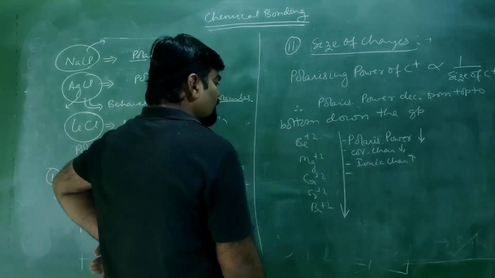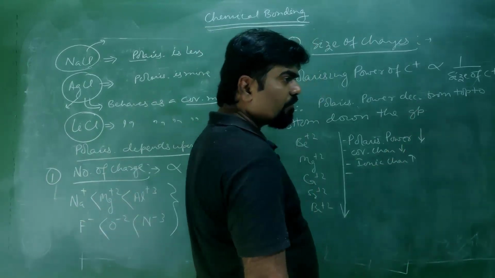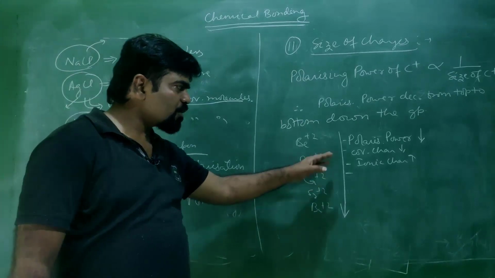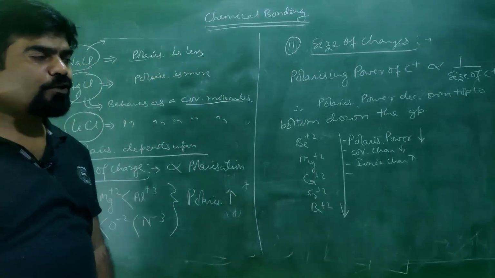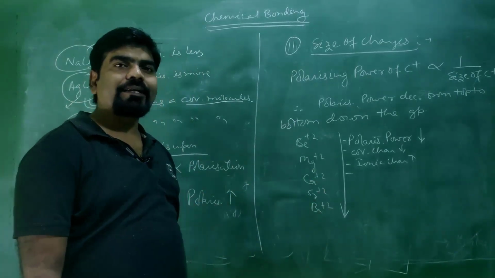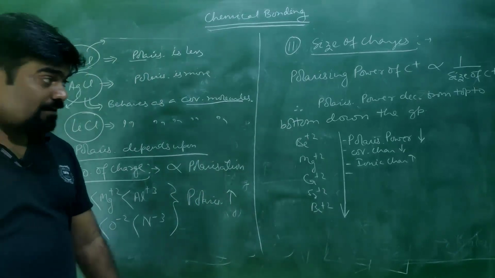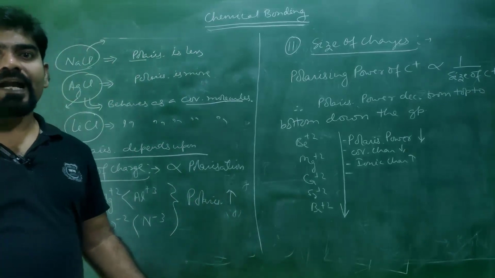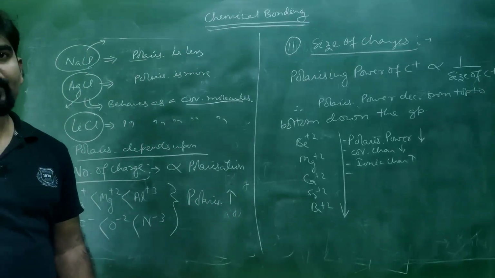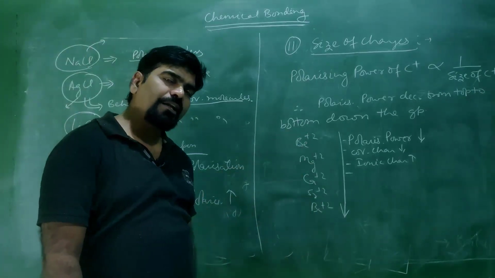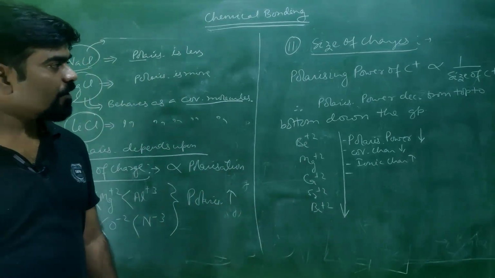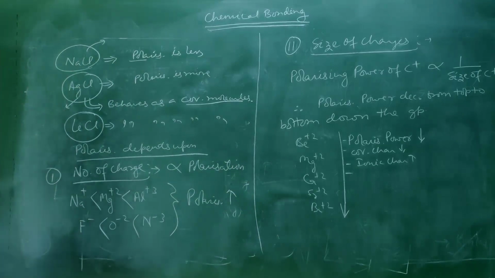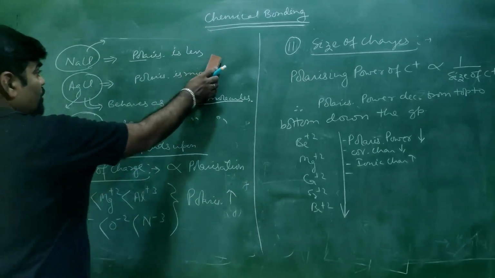Solubility in water increases, melting and boiling point increases, solubility in organic solvent increases. So ionic character increases from top to bottom down the group, but covalent character decreases. And this is one of the reasons why the basic character of metallic oxides or hydroxides increases from top to bottom down the group, because of the increase in their ionic character. So this is another point, the size of charges, that is the polarizing power of the cation.